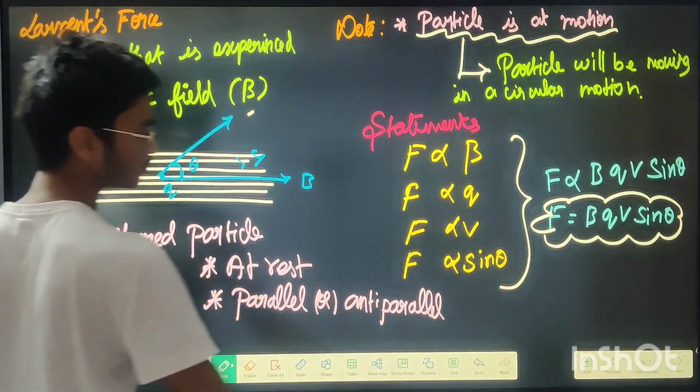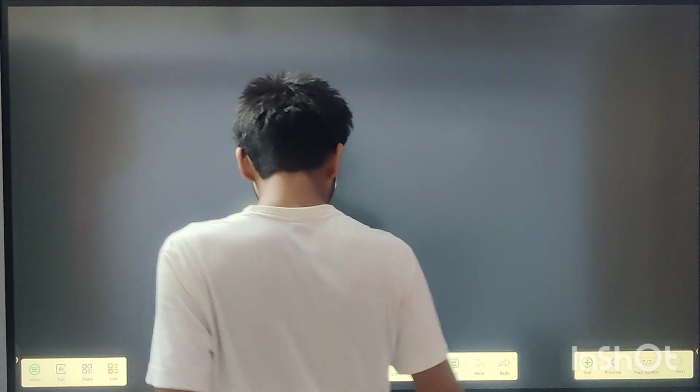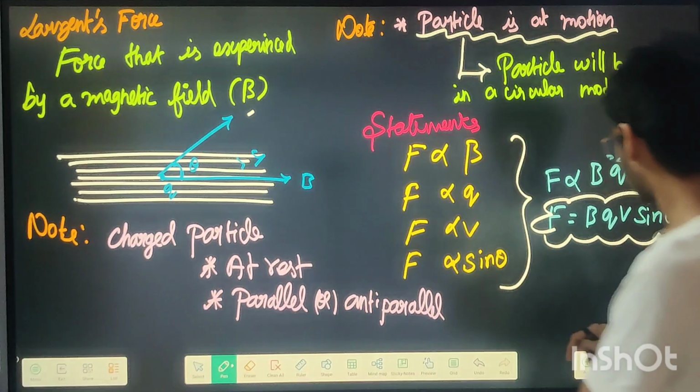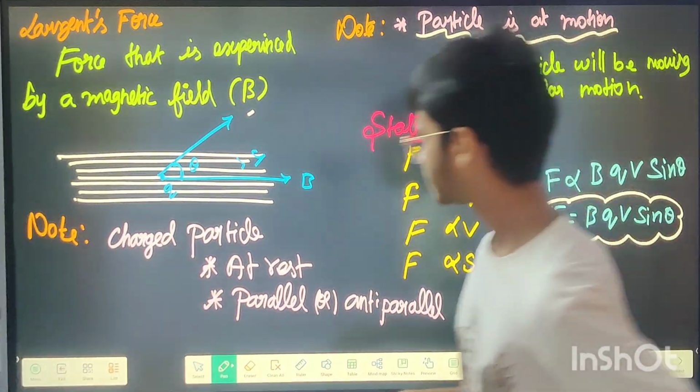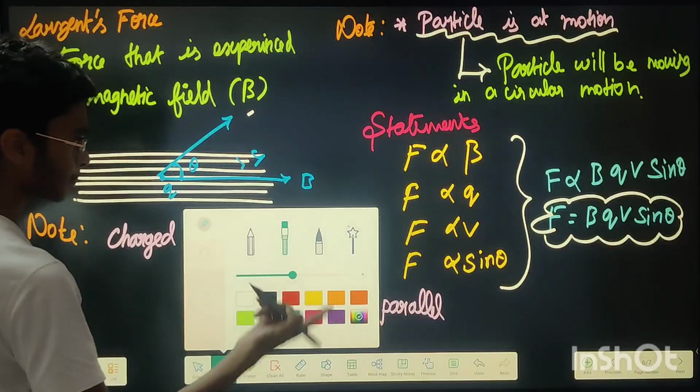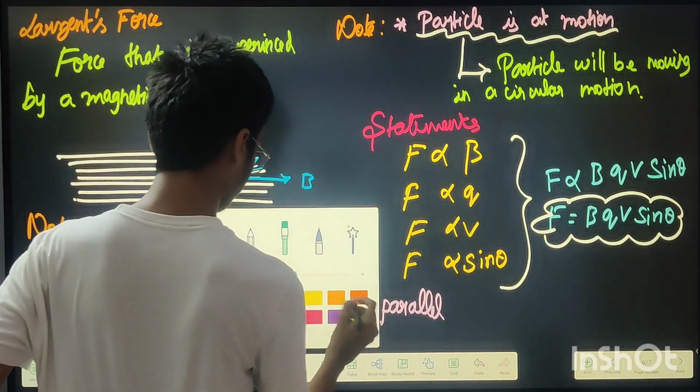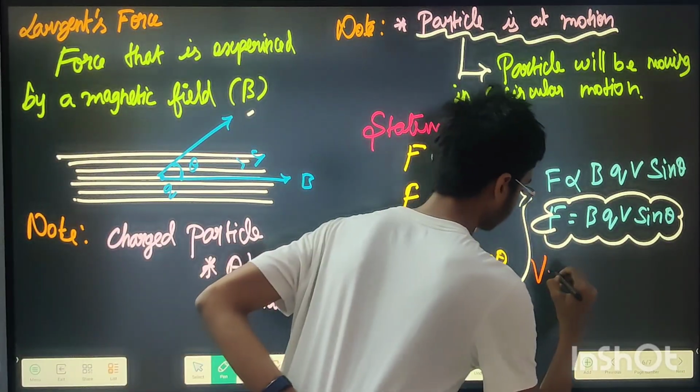Okay, so this you have got. Next, after this, in terms of vector form, you are going to write the vector form.